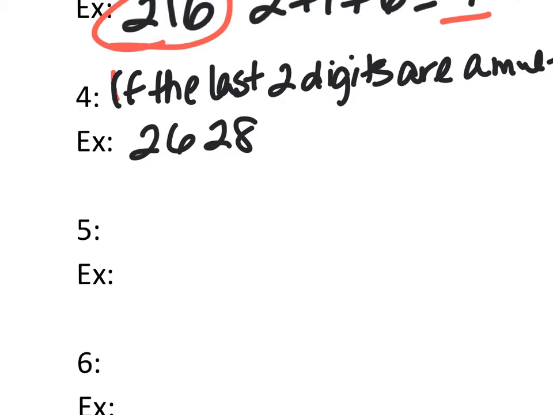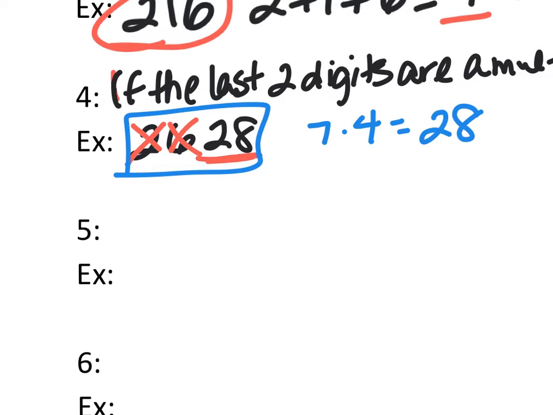2,628. Okay? To decide if that is a multiple of 4 or not, you actually don't even have to look at these first 2 numbers. All you're going to look at is the last 2. And then you have to ask yourself, is 28 a multiple of 4? Well, 7 times 4 equals 28, with nothing left over, we're not missing anything, so it is a multiple of 4, so this entire number would be a multiple of 4.